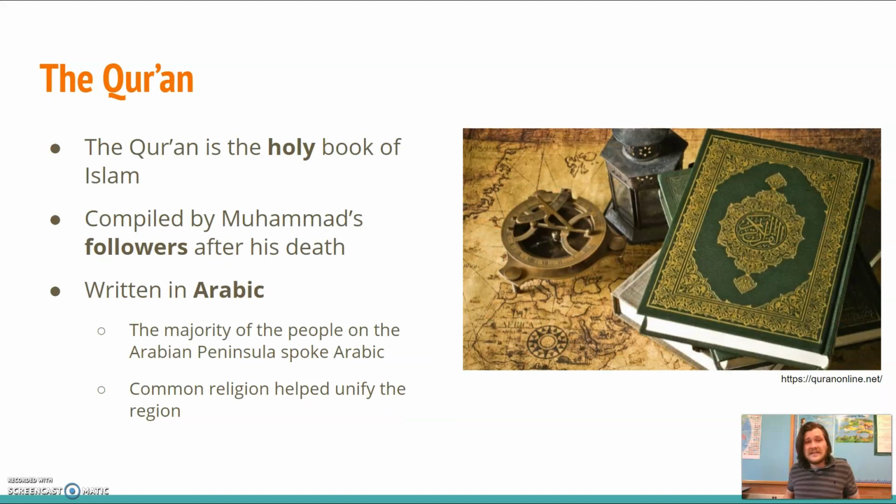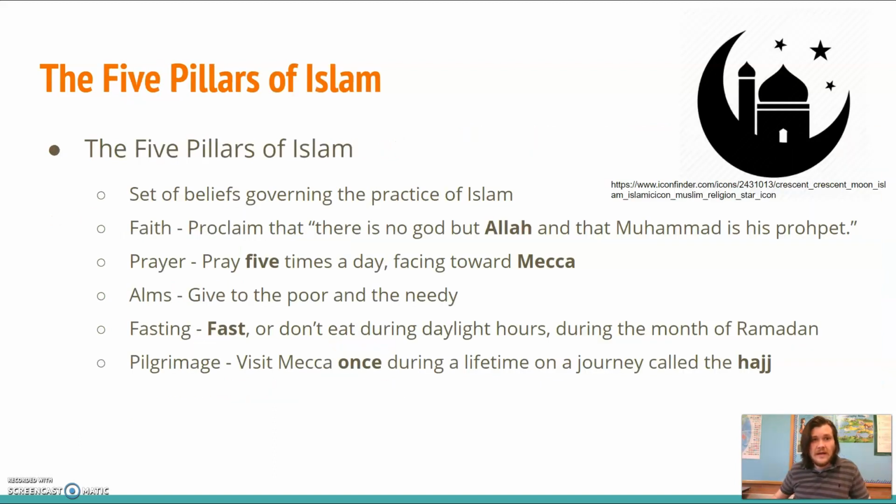Now, the Quran is the holy book of Islam. It was compiled by Muhammad's followers after his death, and it's written in Arabic. And now, the majority of people on the Arabian Peninsula spoke Arabic, so having a common religion with a common language helped unify the region. Part of the religion of Islam is to follow the 5 pillars of Islam. These are basically set beliefs that govern the practice of Islam.